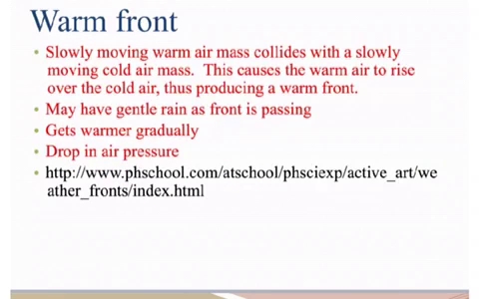Warm front. So on my weather map, where I had those cute little blue triangles, now I'm going to have these cute little red semicircles. Okay, this is going to be a warm front. The warm front happens when you have cold air in a region that's moving slowly, and you have a slow-moving warm air mass that comes up and collides with it, and the warm air slowly starts to rise, but it pushes the cool air out of the way.